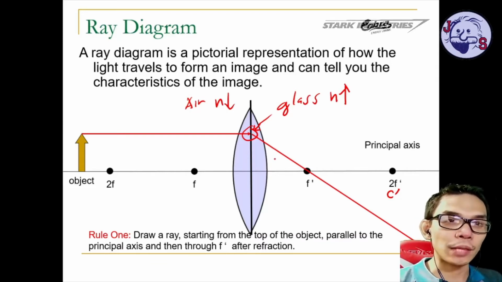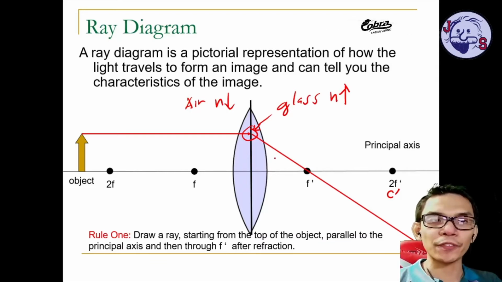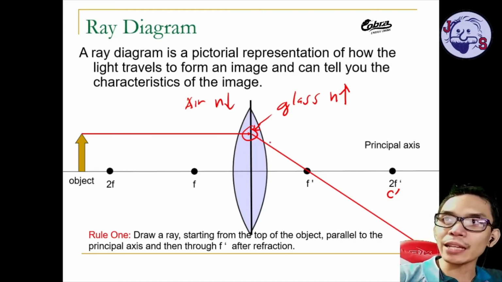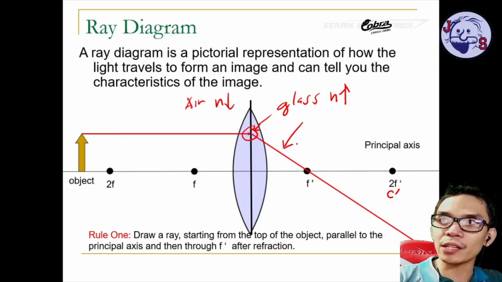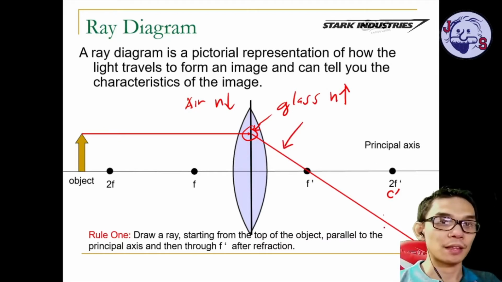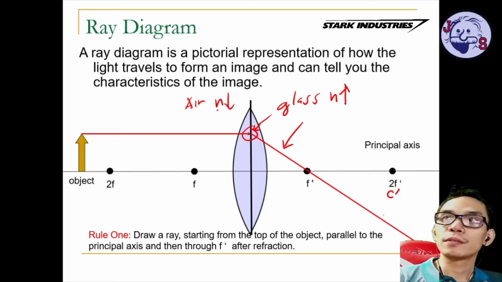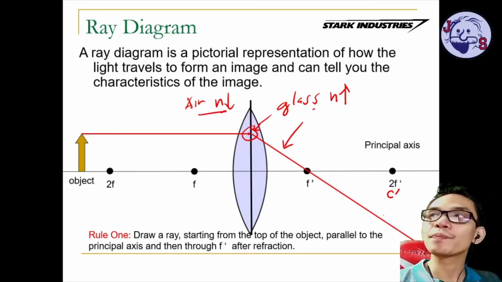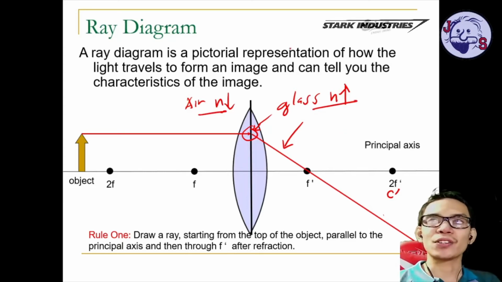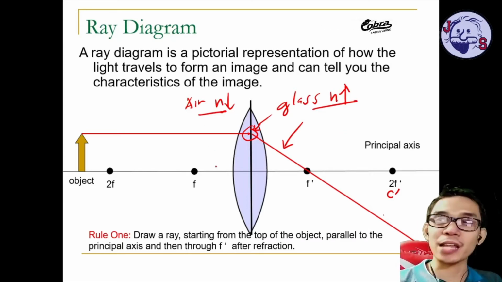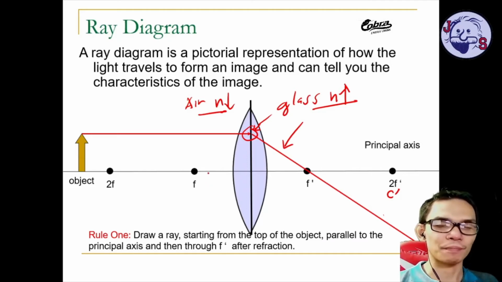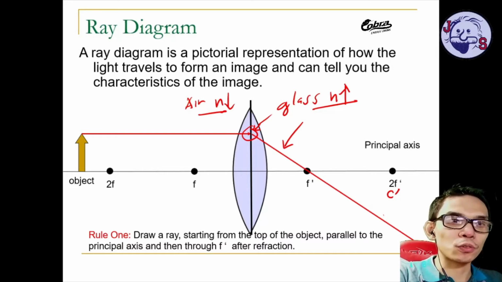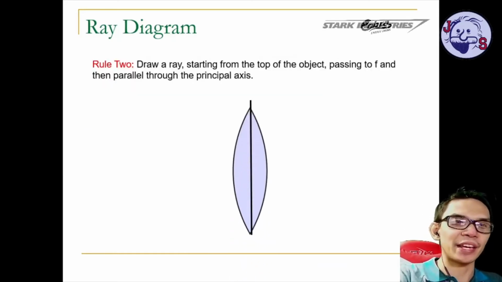The angle of refraction will go towards the normal line. So that is why this light ray that you have right here looks like that. It's because air has less index of refraction than glass. So that is your first line, which is the principal ray. That's the principal ray. Next, let's go to the second line, which is the focal ray.